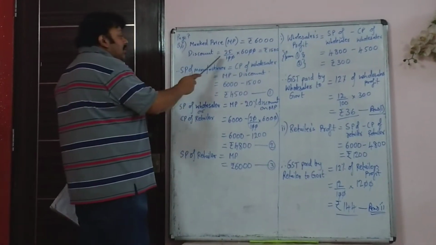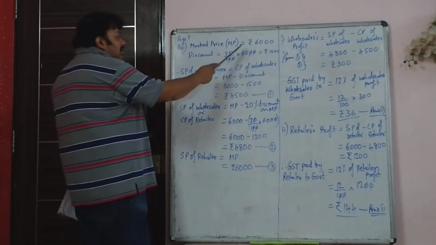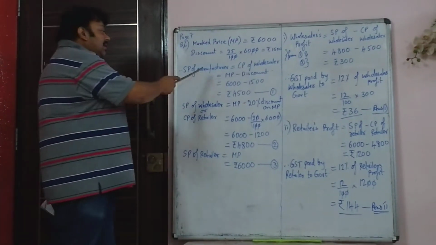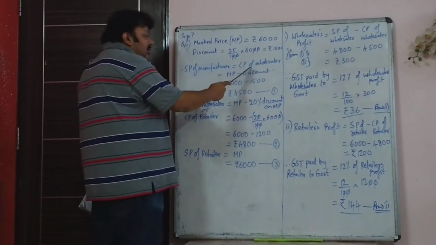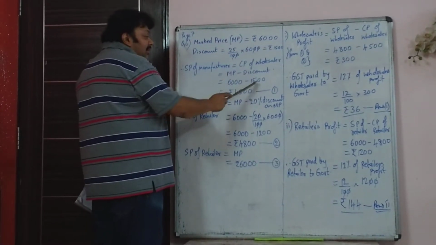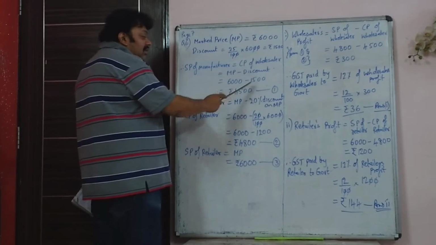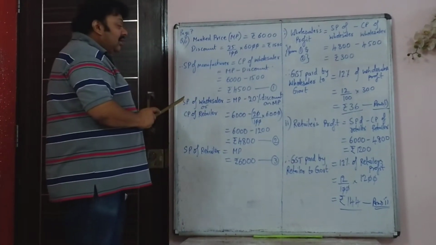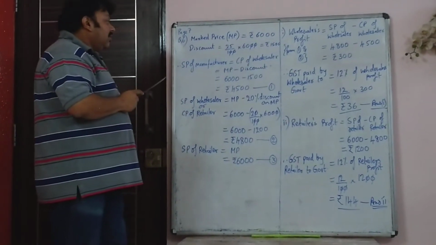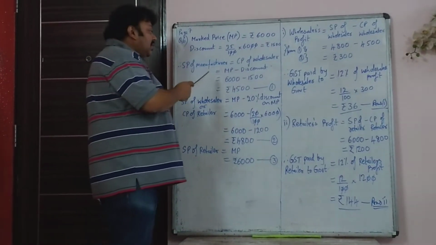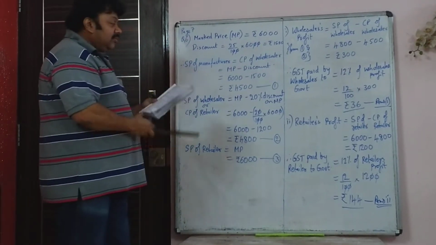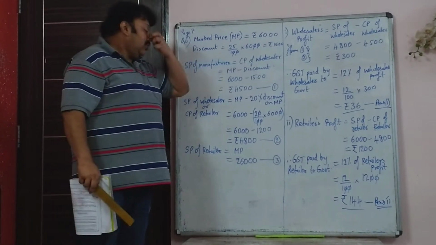So we are writing discount given by manufacturer is 25% of 6,000, which is 1,500. So that sale price of manufacturer and cost price of wholesaler will be this mark price minus the discount. So 6,000 minus 1,500 or 4,500 is the SP of manufacturer. So sale price of manufacturer is rupees 4,500 and that is the cost price of wholesaler.